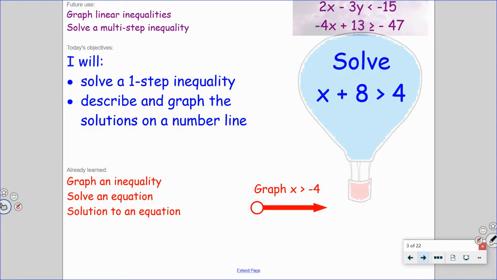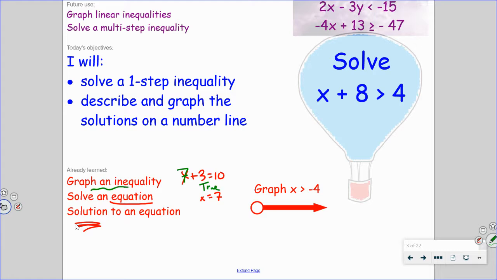So, ladies and gents, let's start. Once upon a time, we learned what a solution was. A solution was a number or numbers that made any mathematical statement true. Then we solved equations and found what the solution was. But generally with an equation, there was only one solution, only one number in the entire universe. For instance, x + 3 = 10. The only number that will make that a true statement is 7. 7 + 3 = 10 is a true statement.